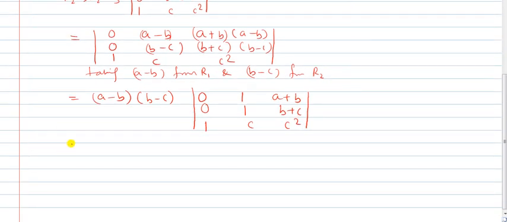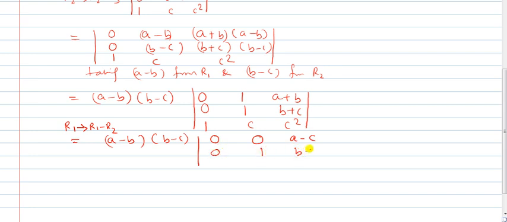Now this is equal to, look at this again, I can create another 0. What I will do, row 1 will be replaced by row 1 minus row 2. So here the things will be like this, a minus b multiplied by b minus c, row 1 minus row 2: 0 minus 0 will be 0, 1 minus 1 will also become 0, then a plus b minus c, this will be a minus c. This one will be 0, this one will be 1, and this one will be b plus c. Now this is 1, this is c, and this is c square.